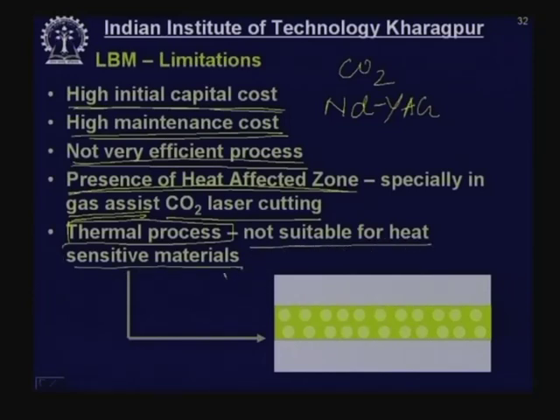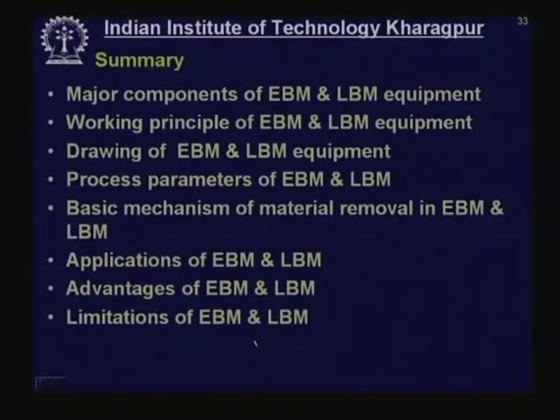Say, for example, here you have a heat sensitive material where this particular color represents a resin. This is a laminated structure. If this has to be machined by laser, then this resin would be easily eaten away by the heat of the laser, and that is not acceptable. So, though it has its advantages, being a thermal process, it is not suitable for heat sensitive materials.